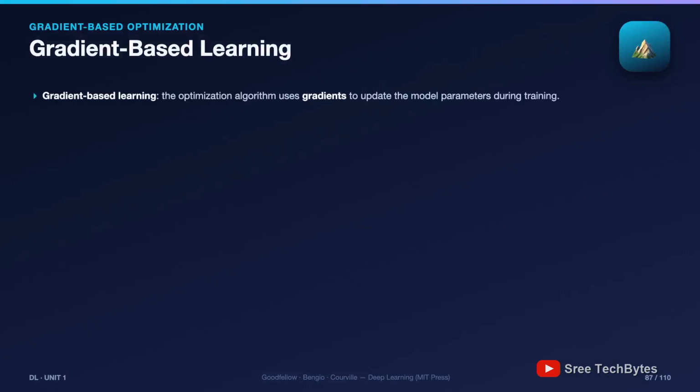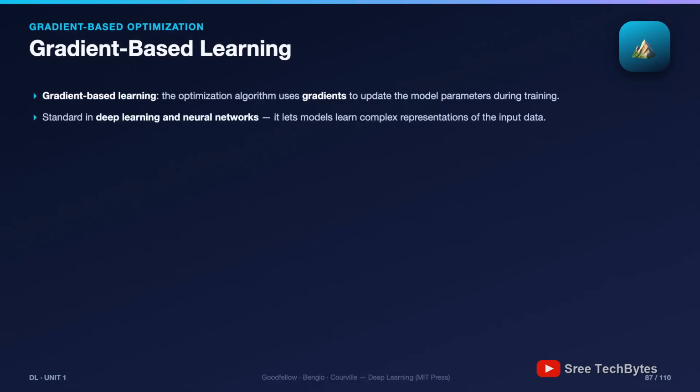Gradient-based learning, the idea that trains every neural network on the planet. The setup: the model's parameters, weights and biases, need to be adjusted so the cost function, the error, becomes as small as possible. Gradient-based learning does this iteratively. At each step, the parameters move in the direction of the negative gradient, downhill on the error surface, until the error is very small. Here's the analogy that carries everything, so take a moment with it.